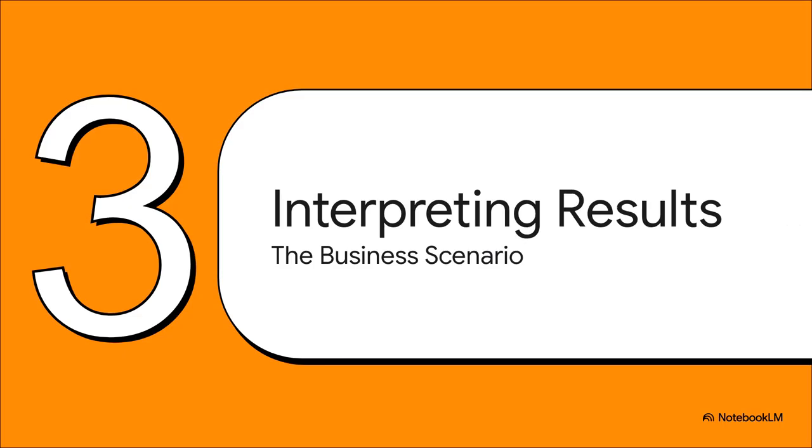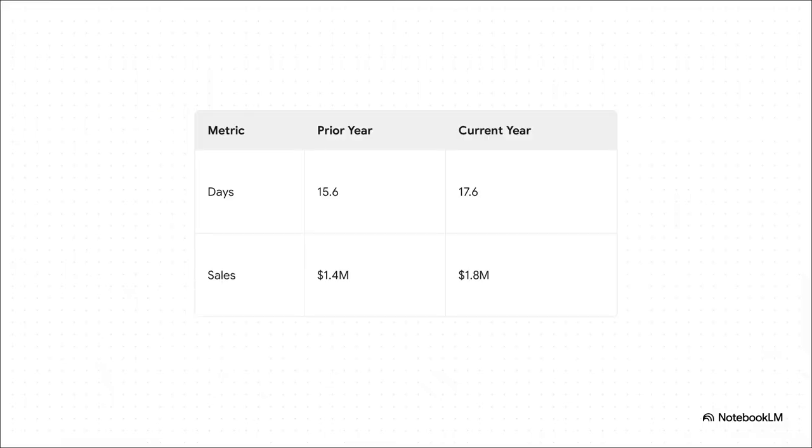Next up, Section 3, interpreting the results, the business scenario. Look, doing the raw math is only half the battle. Exam questions love to test if you actually know what these numbers mean for the business. Let's look back at our scenario. Our company's days in inventory climbed from 15.6 days to 17.6 days. But here's the vital context from the source. This is happening while sales are actually growing. Net sales jumped from $1.4 million up to $1.8 million. So the million-dollar question is, why on earth did the days in inventory go up if sales are booming?